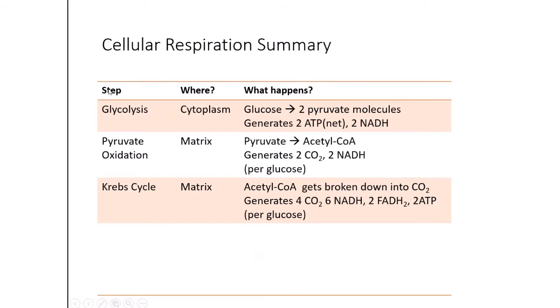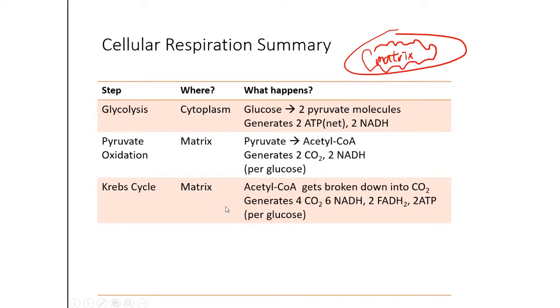So here is a summary of what happens in the Krebs cycle. Again, it takes place in the matrix, and the matrix once again is the inside of the mitochondria. It's the fluid inside the inner membrane. So in this process, acetyl-CoA will be broken down into carbon dioxide, and for each glucose that you are metabolizing, the Krebs cycle alone will generate 4 CO2, 6 NADH, 2 FADH2, as well as 2 ATP molecules.